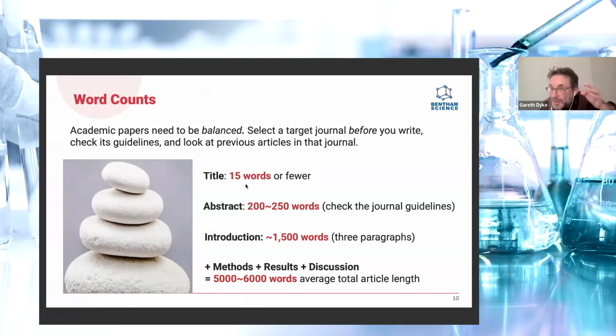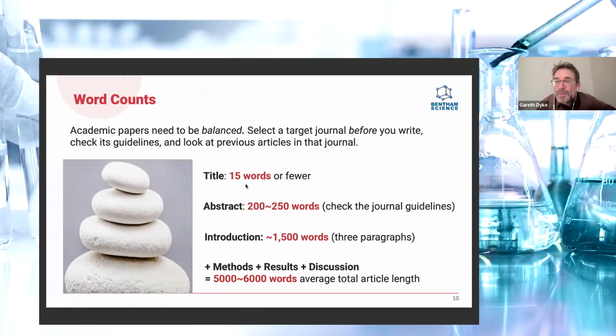I found this to be an extremely useful technique when writing research papers, prompting AI tools to help you create research papers as well. Of course, you have to balance your academic writing. So for this reason, as we talk about in many of our events and webinars, select a target journal before you begin. Check its guidelines and look at previous articles already published in that journal to give you an idea about the word counts that you can include in the different sections.